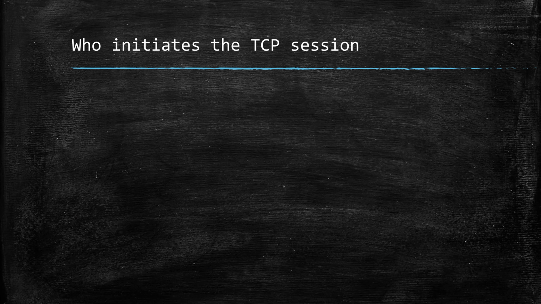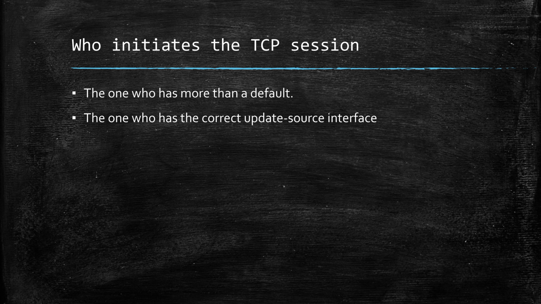In this lesson, we have seen that we can control which router is initiating the TCP session. First, the one who has more than a default route will be initiating, while the one that has only a default route will just listen. Then, if we have two routers both trying to initiate, if one of them is using the wrong interface, it will get rejected. If one of the routers has the correct interface, you are guaranteed that he will be the one initiating the TCP session.